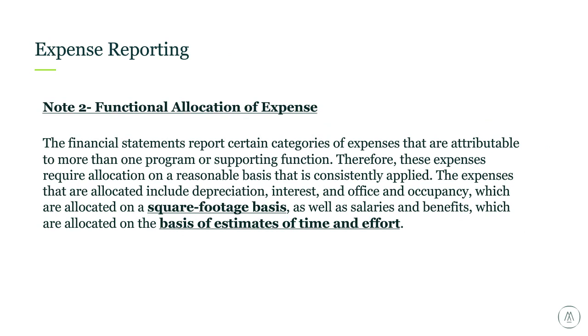Here's an example of a footnote disclosure on what expenses are being allocated and how the expenses are allocated. There needs to be a reasonable method of allocation, and from an auditor perspective, we would ask for this allocation calculation as part of the audit.